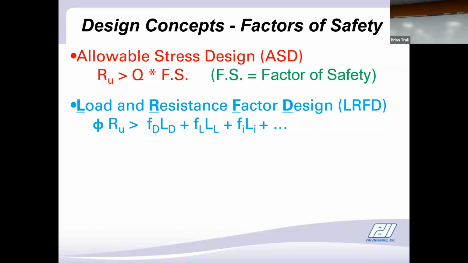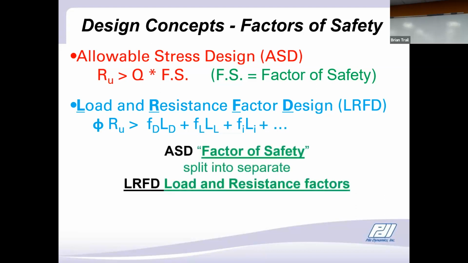Well, not everything is an allowable stress design. The Federal Highway Administration in 2007 started mandating that the state highway departments start using something called load and resistance factor design, where now we have factors that we apply to the resistance, phi factor, and factors that we apply to the loads: dead load, live load, wind load, earthquake loads, etc. And in various combinations. So really that allowable stress factor of safety has now been split into load and resistance factor designs, load and resistance factors.